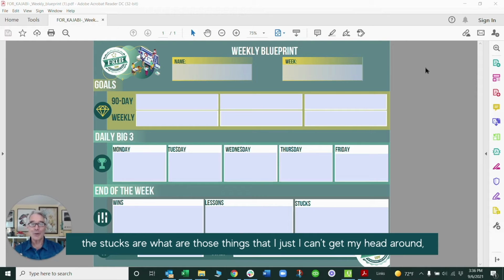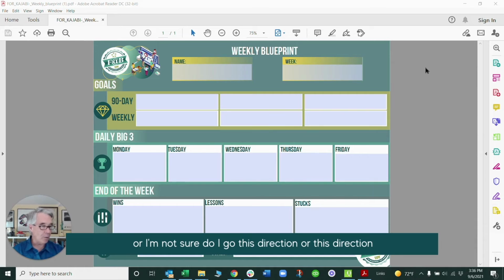The stucks are, what are those things that I can't get my head around, or I'm not sure, do I go this direction or this direction? Go ahead, write down the stuck. And we always like to come back and write down 2 options.